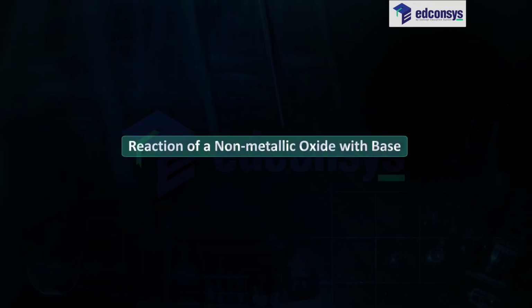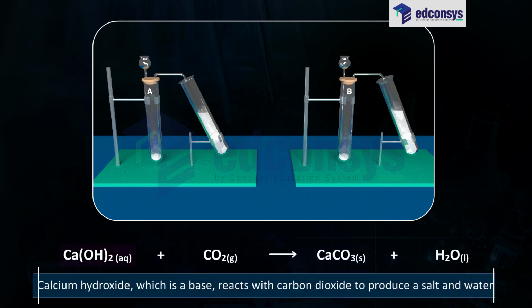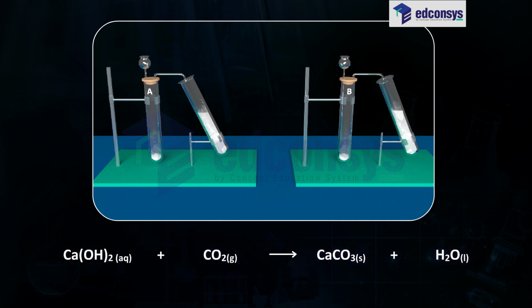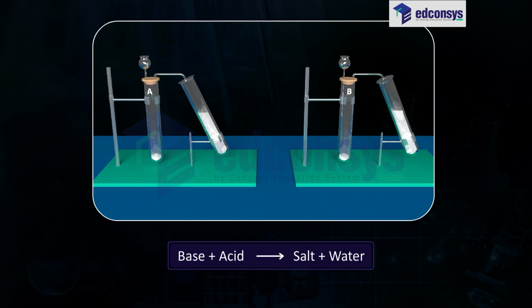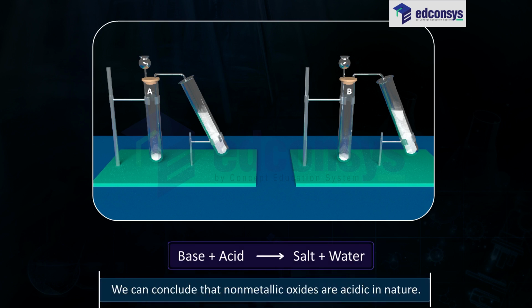Reaction of a non-metallic oxide with base. You saw the reaction between carbon dioxide and calcium hydroxide. Calcium hydroxide, which is a base, reacts with carbon dioxide to produce salt and water. Since this is similar to the reaction between a base and an acid, we can conclude that non-metallic oxides are acidic in nature.